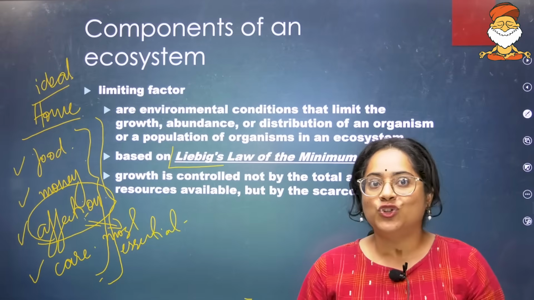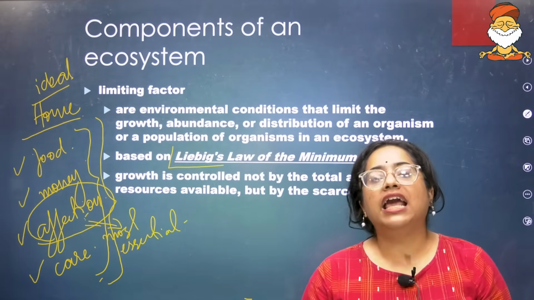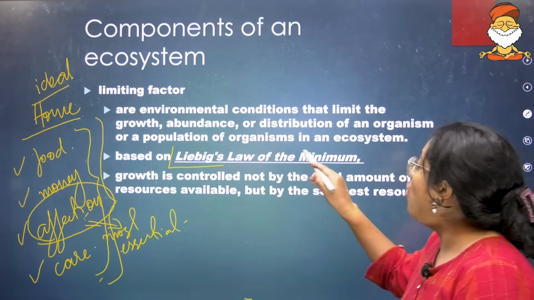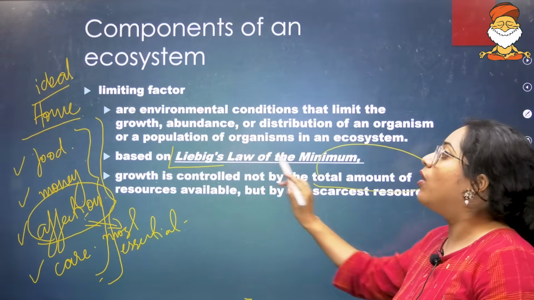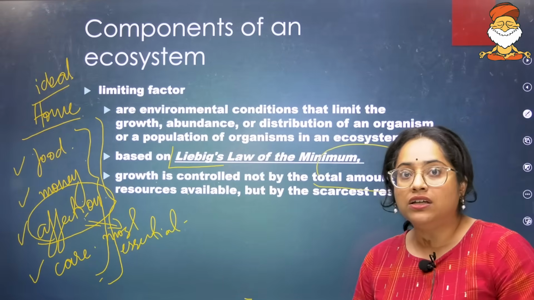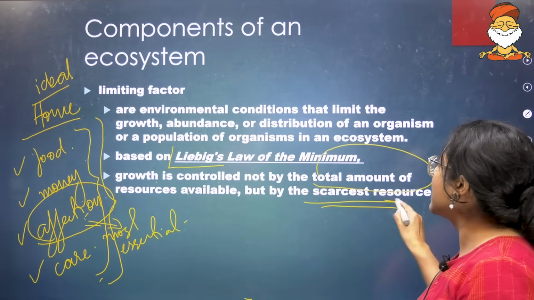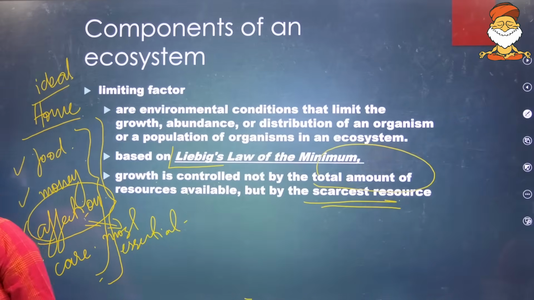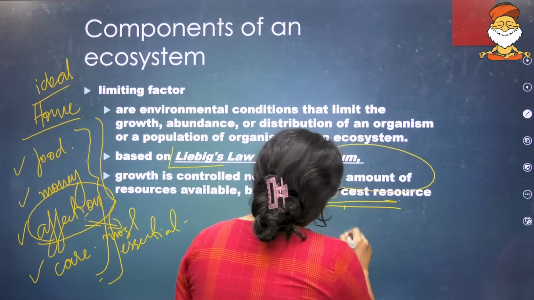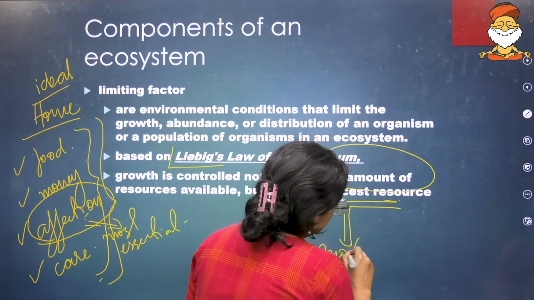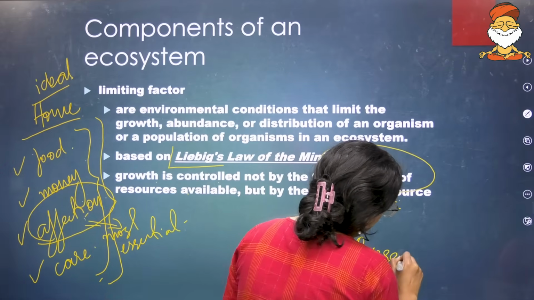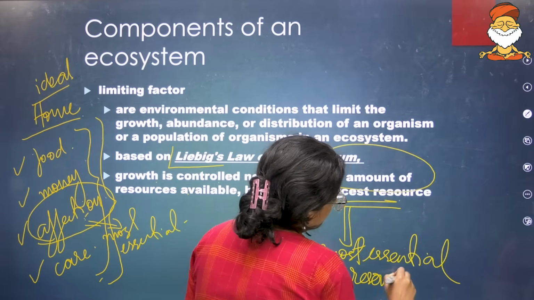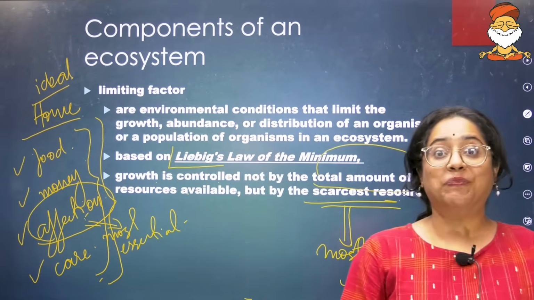Got it? So, essentially, Liebig's law of the minimum says growth is controlled not by the total amount of resources available, but by the scarcest resource. And the scarcest resource becomes the most essential resource. I hope this is clear.